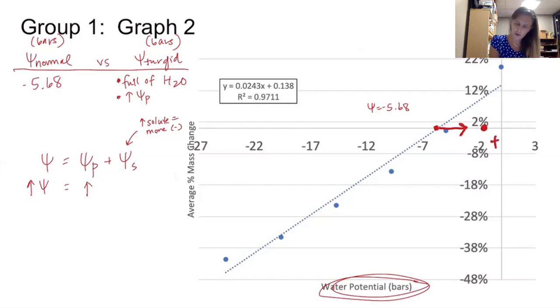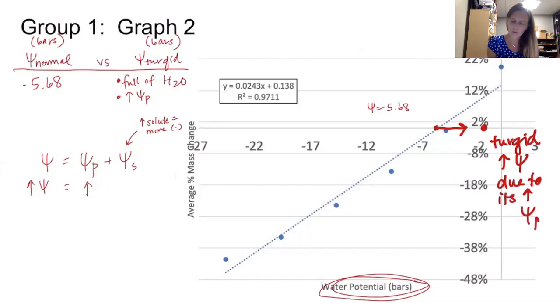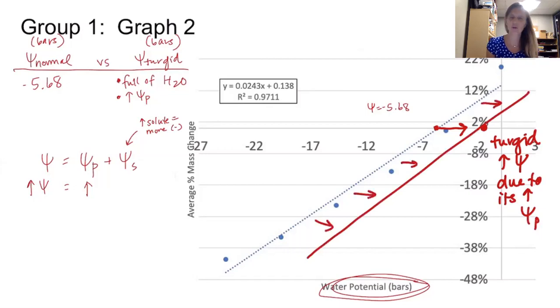So a turgid potato would have an increased water potential due to its increase in pressure potential. So what you'd expect is to have a curve that has been shifted over to the right.